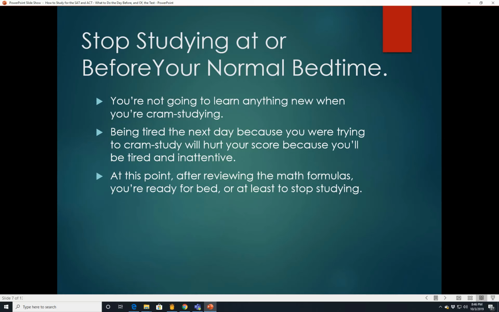Being tired the next day because you were trying to cram study will hurt your score, of course, because you'll be tired and inattentive and upset and not feeling good. At this point, after reviewing the math formulas, you're ready for bed, or at least to stop studying.